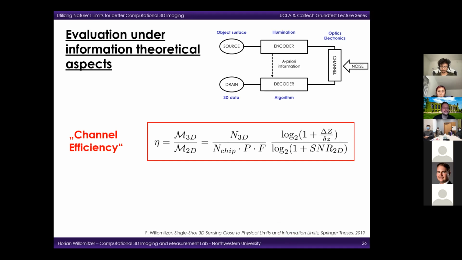But the basic construct is output information in form of a 3D image divided by the input information in form of the captured 2D images. And what comes out of this estimation is that our sensor performs around 8 to 10 times better than other single-shot principles, like for example the Apple Face ID. And it basically reaches the same performance as the multi-shot principle phase measuring triangulation, which is known to be the gold standard in terms of efficiency. But of course, phase measuring triangulation is not motion robust, which is the big benefit of our method.